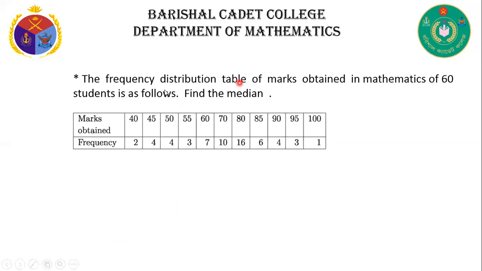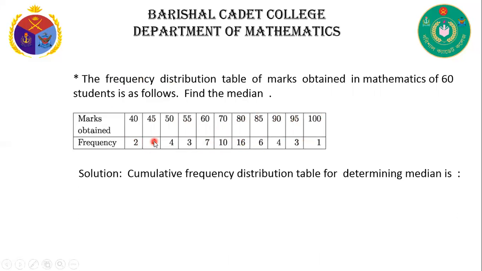Now, another question. The frequency distribution table of marks obtained in mathematics by 60 students is as follows. Find the median. Marks obtained 40, frequency 2; 45, 4; 54, 55, 3; 67, 70, 10; 80, 16; 85, 6; 94, 95, 3; total 101. This is our given question. Now let us try to solve.